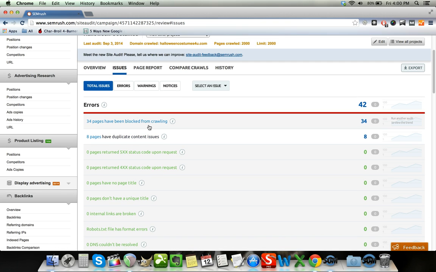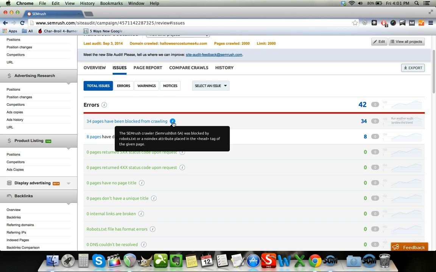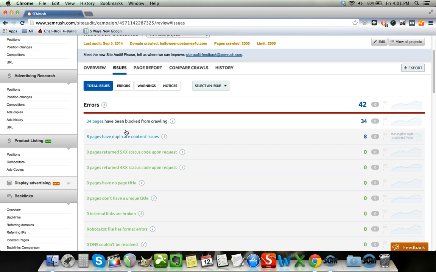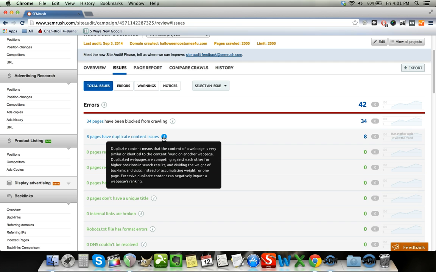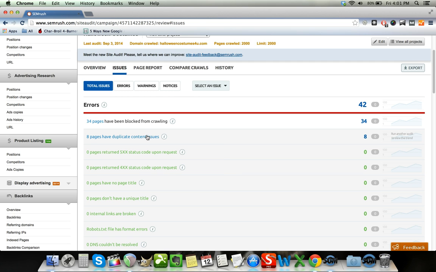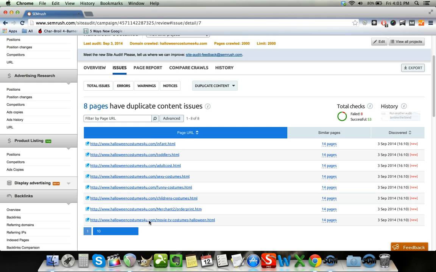So for example, 34 pages have been blocked from crawling. If you hover over the information, it tells you exactly what the issue is and why it's important. Here's one. 8 pages have duplicate content issues. You hover over this, it tells you why duplicate content is bad for your website. And if I click, I can go through and see exactly where those are.